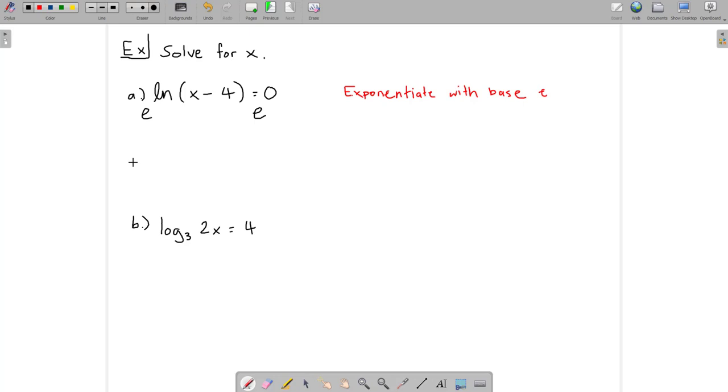And then this left-hand side, the e and the natural log cancel out, essentially. They undo each other. So we're left with x minus 4 here. You take the whole argument. And then on the right-hand side, e to the 0 is just 1. Because remember, anything to the 0th power is just 1. So we're left with this linear expression that we just need to solve for x. So to do that, we will add the 4 to both sides and find that x equals 5.